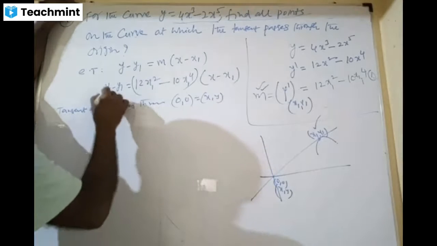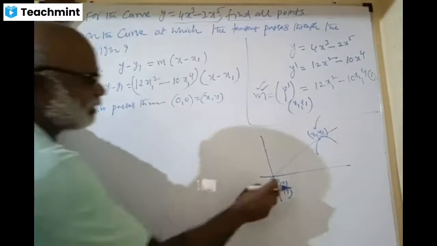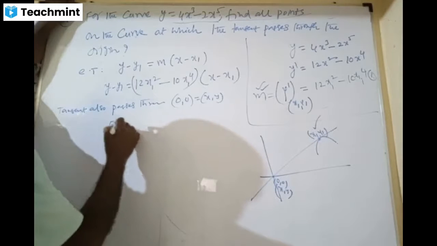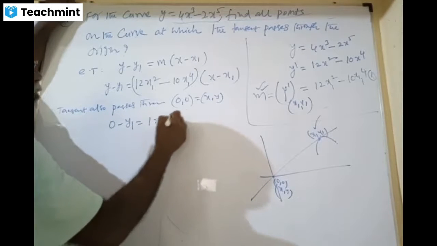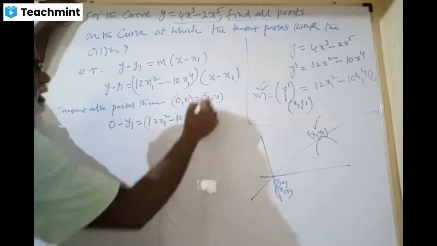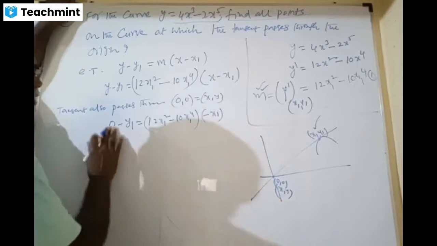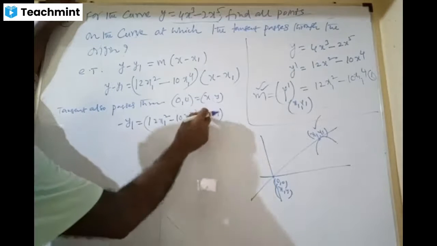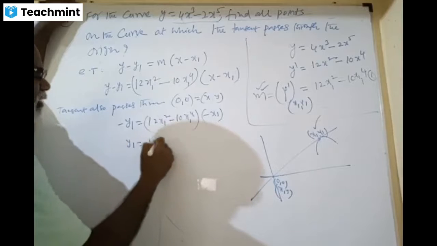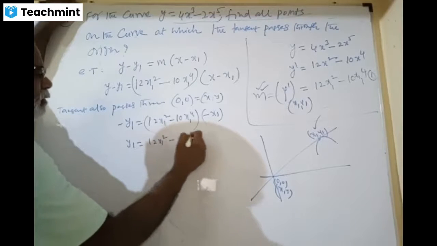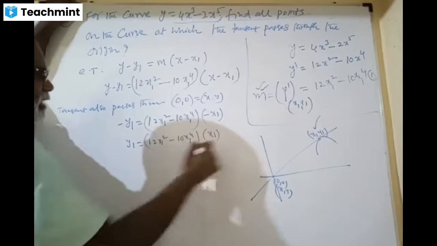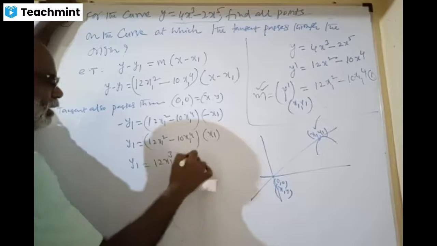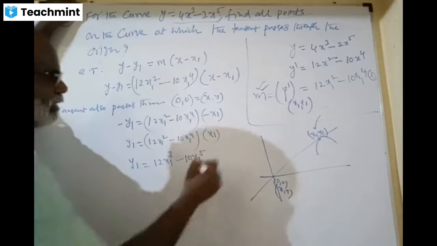Y minus y1, so y equal to 0 and x equal to 0. Put 0 minus y1 equals 12x1 square minus 10x1 power 4 into 0 minus x1. This is also minus y1, now x and y are zeros. So dividing by minus, you get y1 equals 12x1 square minus 10x1 power 4 into x1. Y1 equals 12x1 cube minus 10x1 power 5. This is the equation.